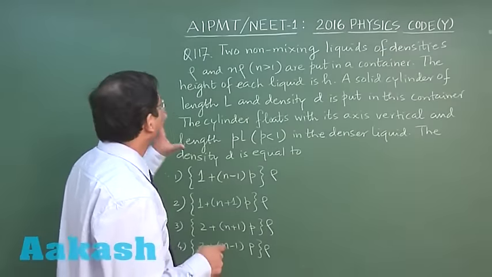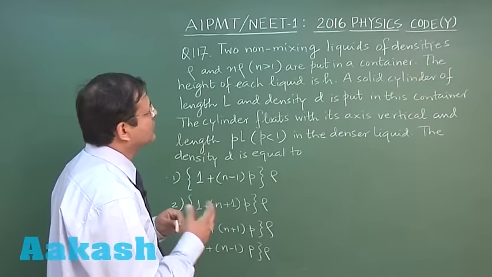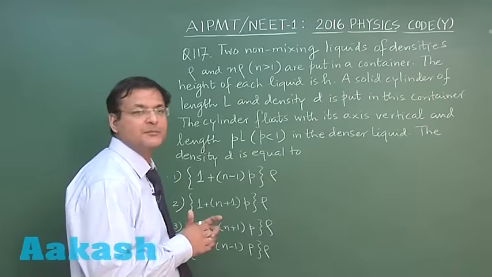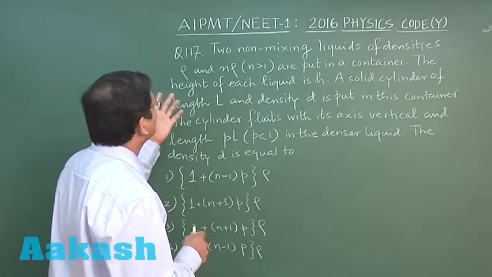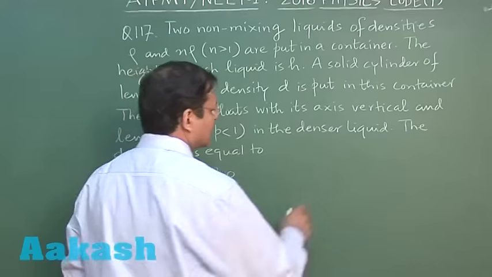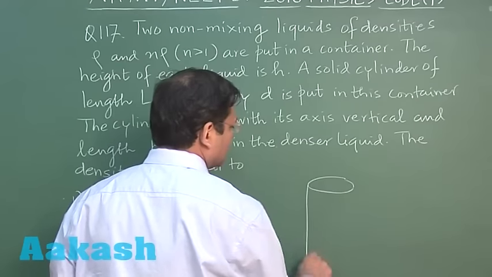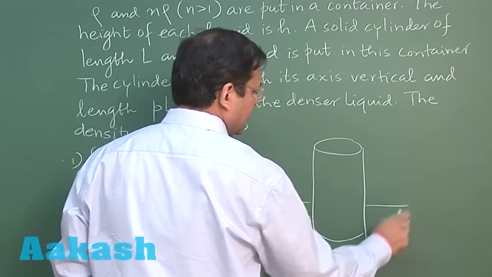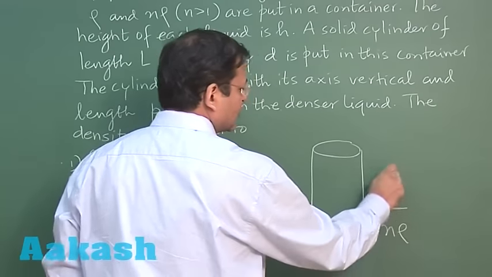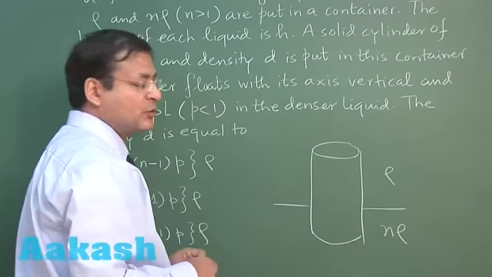Now this question 117 is based on calculation of density. Simply you can do the mass balance here. It says that two non-mixing liquids of densities rho and n rho. So here the situation is that you have two liquids, with densities rho and n rho given to you. Understand?